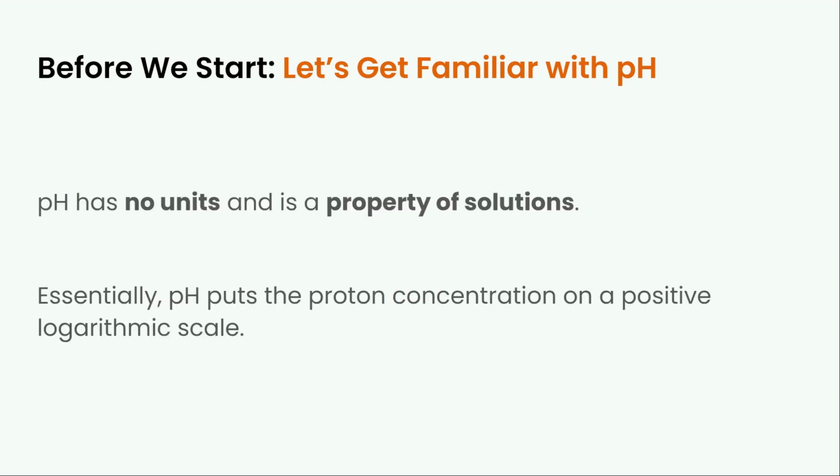So pH is unitless. No logarithmic function has any units, and it's a property of solutions. So essentially, pH puts the proton concentration on a positive logarithmic scale. This allows us to present and manipulate numbers that are orders of magnitude different from one another simply and easily.